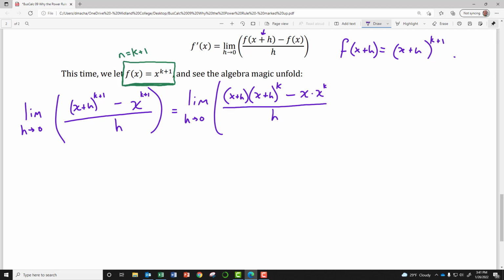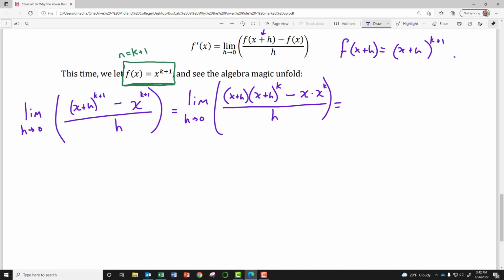And hopefully you can see why x times x to the power k would be the same thing as x to the power k plus 1. Okay, now the next thing I'll do is over here on the left side of my numerator, I'm going to distribute this factor (x plus h) to the power k to each of these terms x and h in the preceding factor. And it'll make more sense when I write it out.